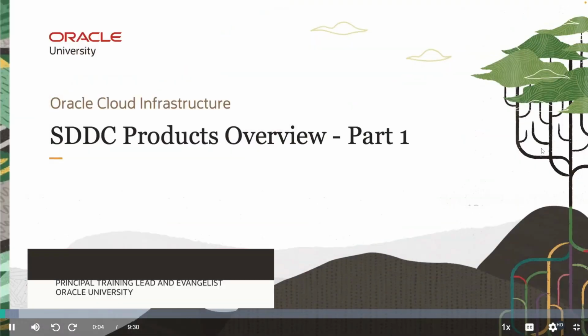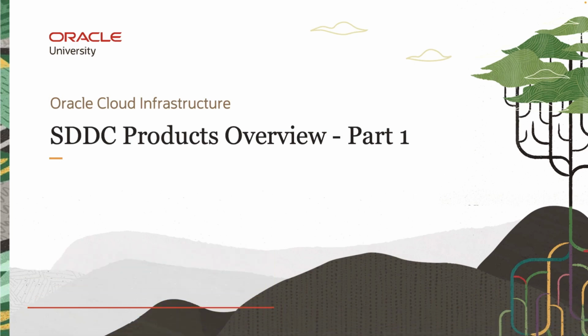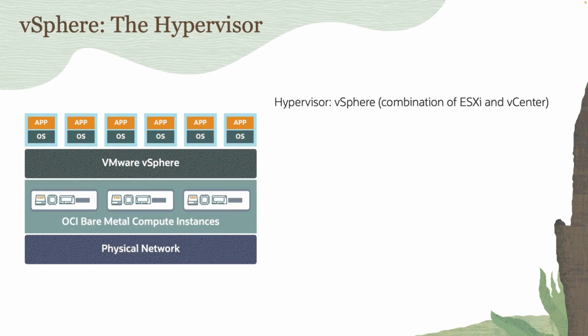Welcome back. We will take a little deeper look at SDDC. In this part 1, we will focus on the VMware products that together form the SDDC platform. Let's start with the hypervisor installed on the bare metal instances. In our previous lesson, we learned about vSphere. It is a distributed software system enabled by the hypervisor software ESXi and a management server, the vCenter. vSphere becomes the virtualization layer for the OCVS SDDC, and that separates virtual machines from the underlying physical hardware.